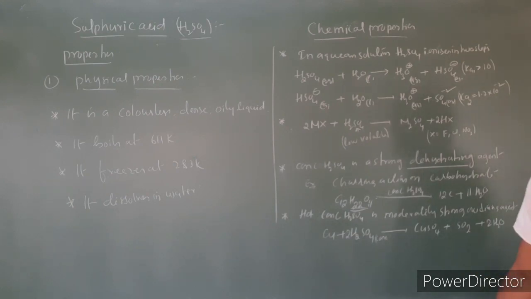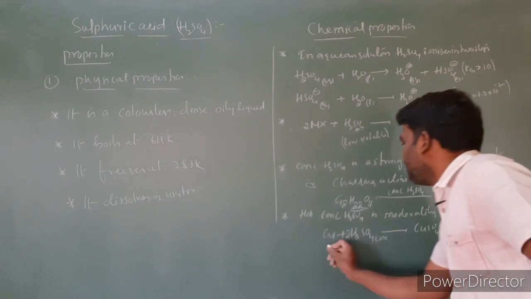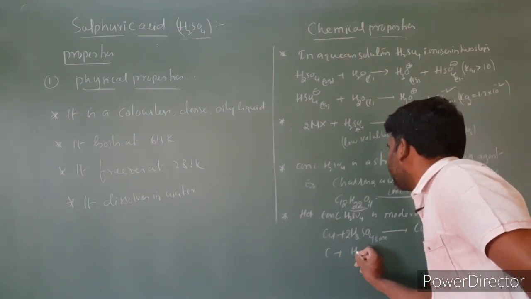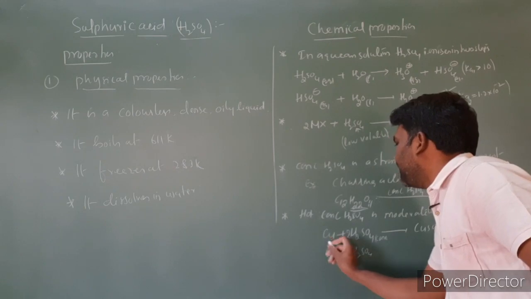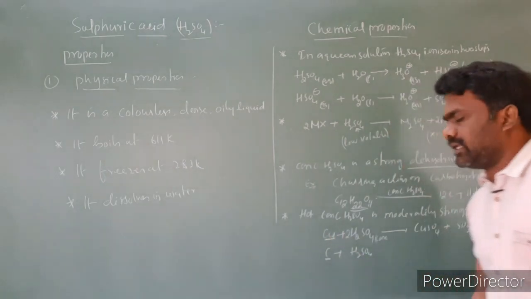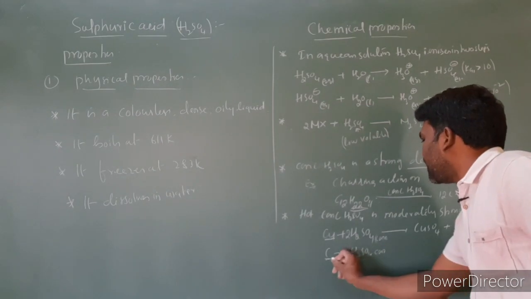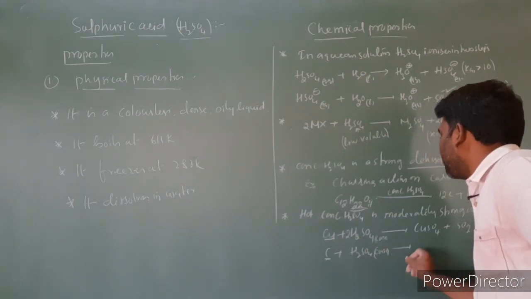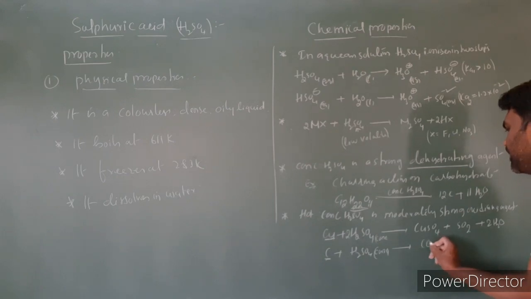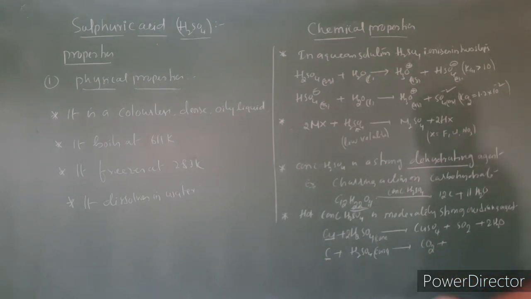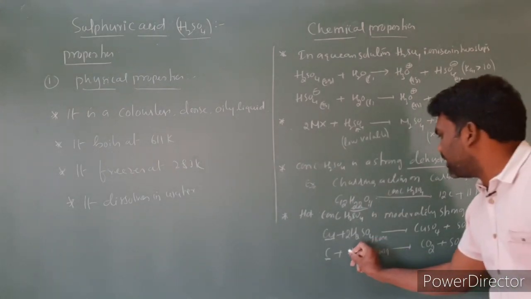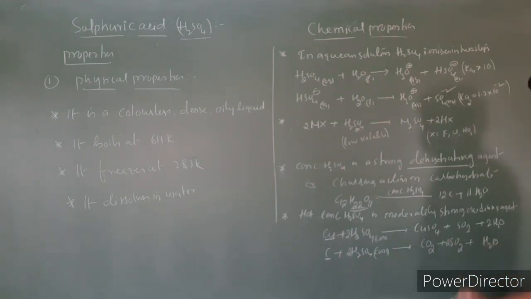Next, reaction with non-metals. The previous one was the reaction with metal, copper being a metal. Now I am taking carbon, a non-metal, plus concentrated H2SO4. Then the product is carbon converted into carbon dioxide plus SO2 plus water. Then we have to balance it. Here 2 moles of sulfuric acid gives 2 SO2 plus 2 moles of water.